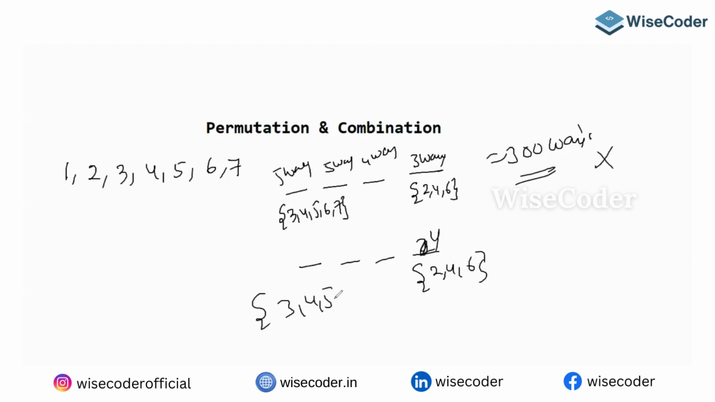3, 4, 5, 6, and 7. So 4 will not come here. When 4 is not coming here, this is only 4 ways, right? Are you getting my point? Then how will the situation come?